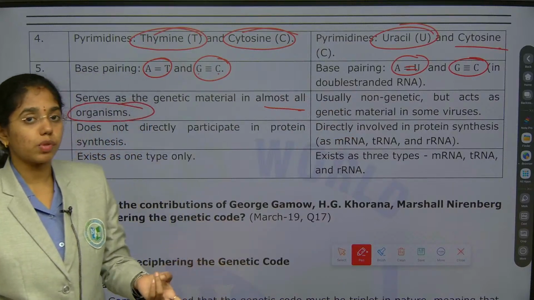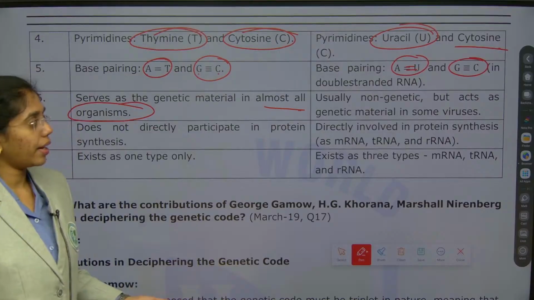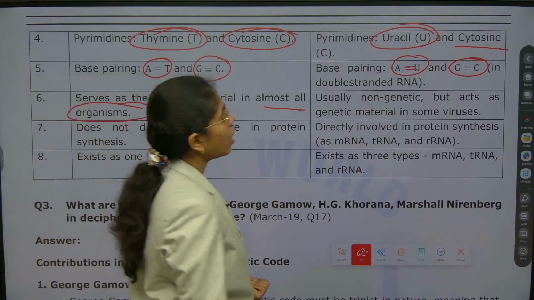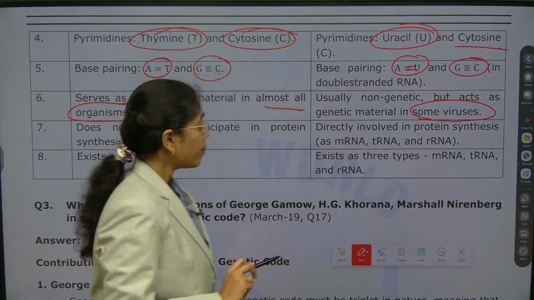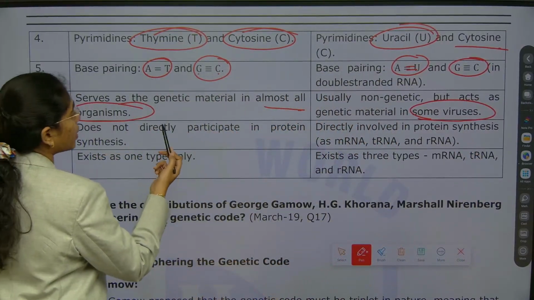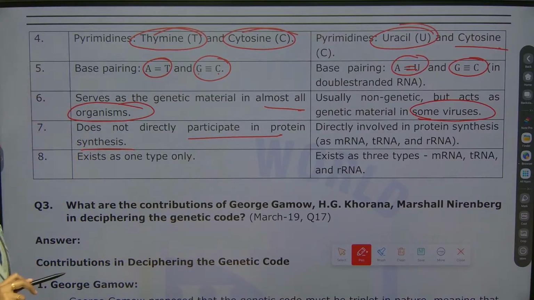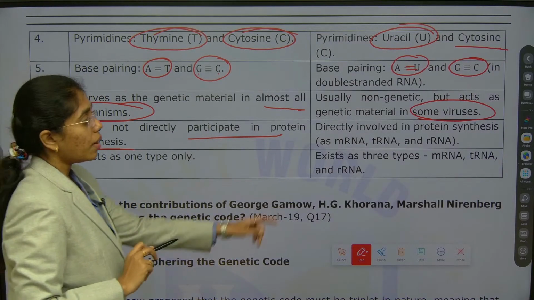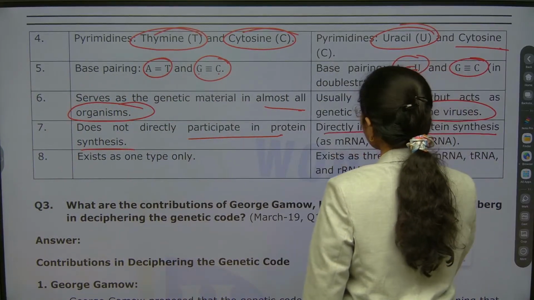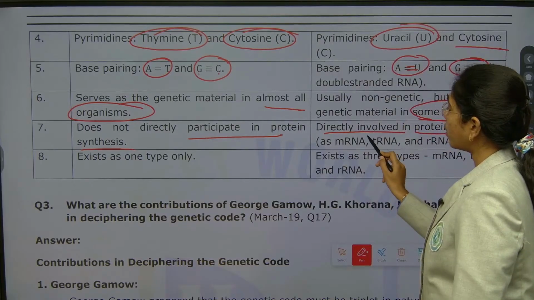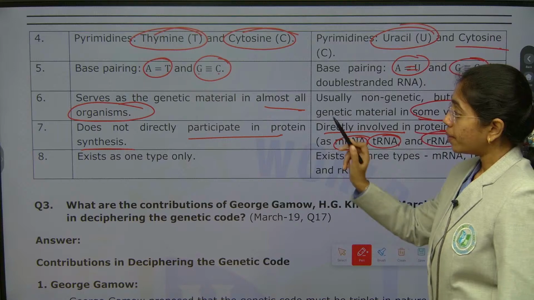We have two types of RNA, right? One is non-genetic RNA and the other is genetic RNA. Usually it is non-genetic but acts as genetic material only in some viruses. And then here we go, DNA does not directly participate in protein synthesis, but RNA is directly involved in protein synthesis as mRNA, tRNA and rRNA.